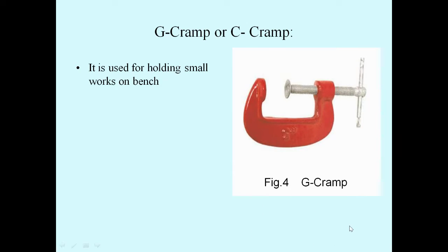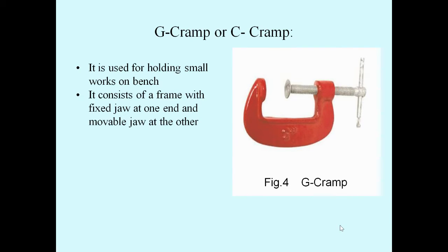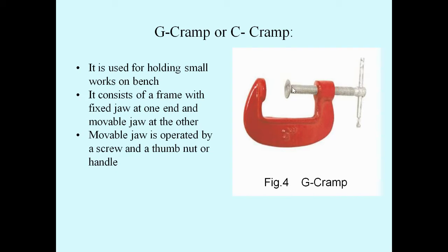With the help of this G clamp, we can hold small work on the bench. It consists of a frame. This will be the frame, the reddish color. The frame has a fixed jaw at one end and a movable jaw at the other end. This movable jaw is operated by a screw and a thumb nut or handle.